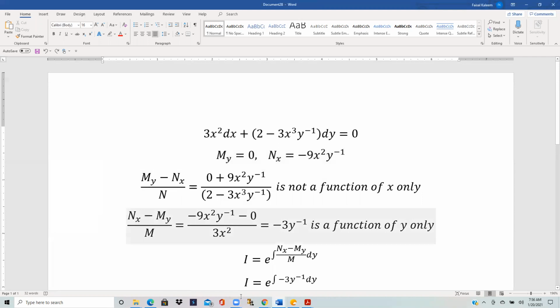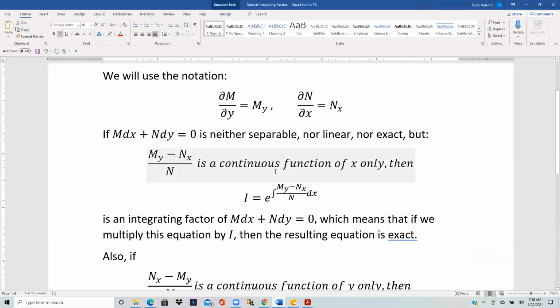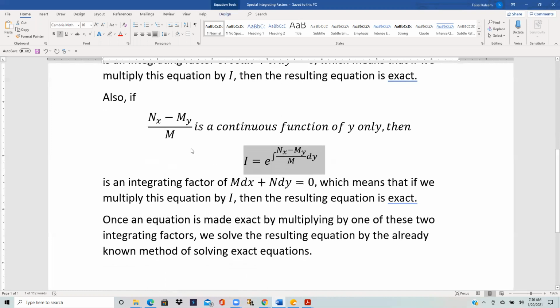So then that means we don't have this as the integrating factor, because for this you should have had this as a function of x only. So then we look at the other one, (N_x minus M_y) over M, and try to see if that's a continuous function of y only.